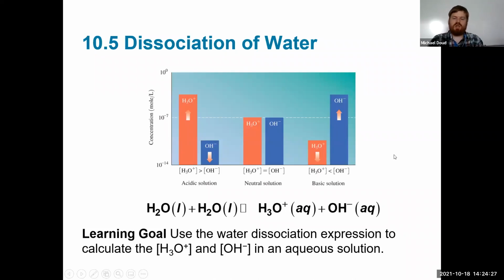Okay, so that's equilibrium. And the reason that this is really important is because we need to be able to understand equilibrium reactions in order to understand the dissociation of water. And this is key for our understanding of pH. So that's what we're going to talk about now.